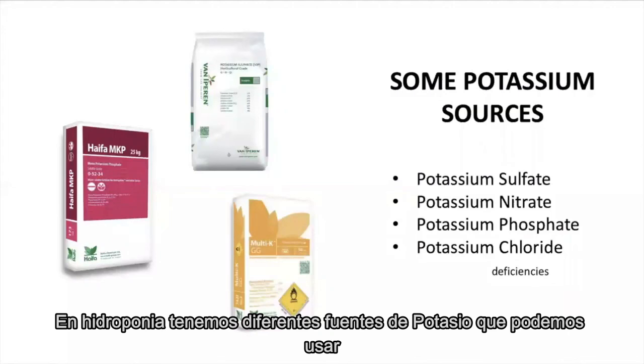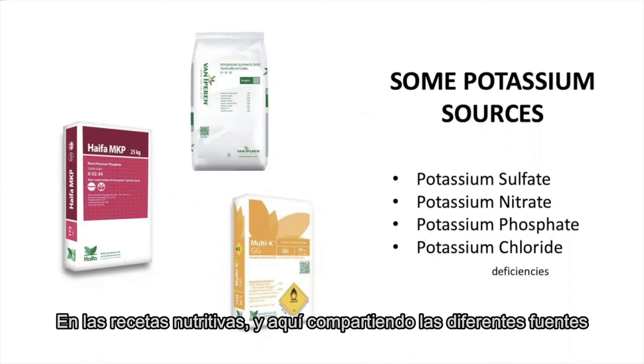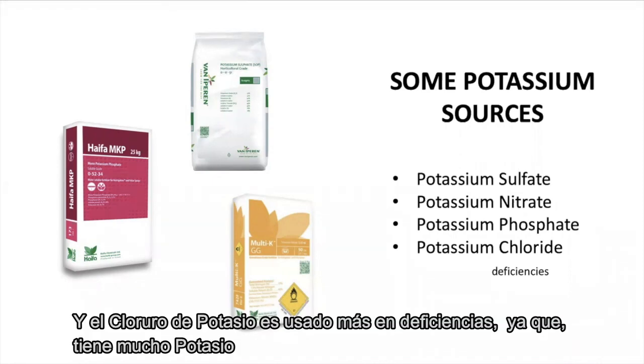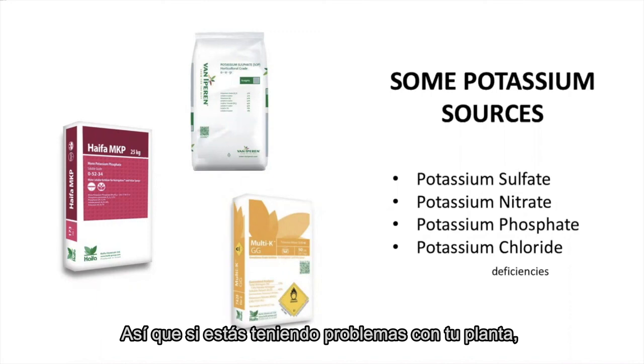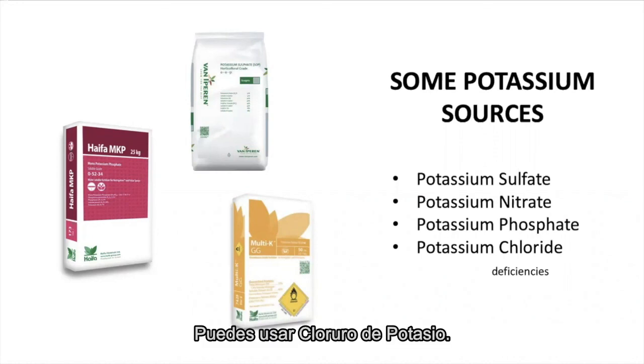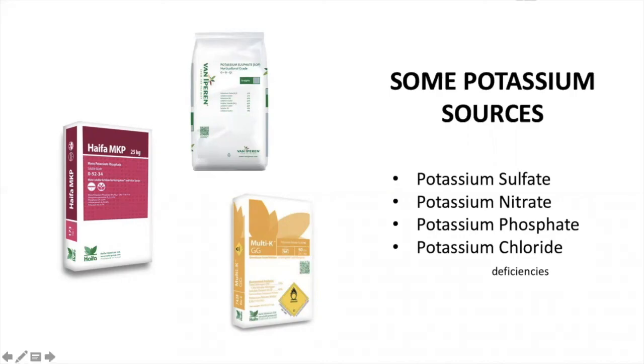In hydroponics, we have different sources of potassium that we can use in our nutrient recipes. So here I'm just sharing different sources like potassium sulfate, potassium nitrate, potassium phosphate, and potassium chloride. Potassium chloride is mostly used for deficiencies because it has a lot of potassium. So when you are having problems with your plant, you have less potassium and you check and you have symptoms of potassium deficiencies, you can use potassium chloride.